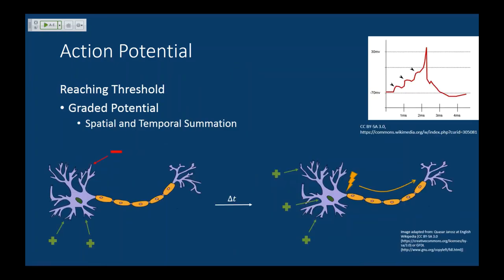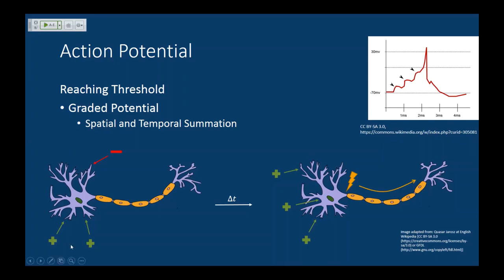So, first up, threshold. In order to generate an action potential, the cell actually has to reach threshold, like I said, at the axon hillock, which for neurons is about negative 55 millivolts. And it reaches threshold from things called graded potentials. When other neurons are synapsing on the dendrites and the cell body, they create graded potentials. They're called graded because they can differ in strength and they can differ in whether they're excitatory or inhibitory.